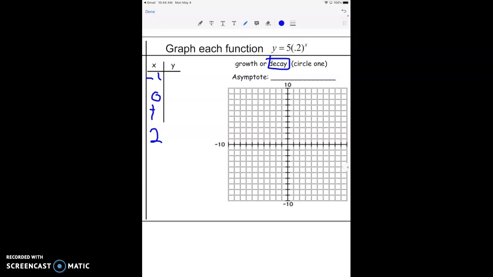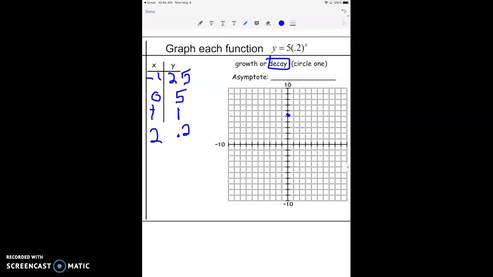So if I plug in -1, and I just went to my calculator to get these values, you plug it in your calculator, you're going to get 25. When I plug in 0, I get 5. When I plug in 1, I get 1. When I plug in 2, I get 0.2. Notice -1 gives me 25. That's not going to help me. I'm not going to graph that. So I'm actually going to start with the 0.